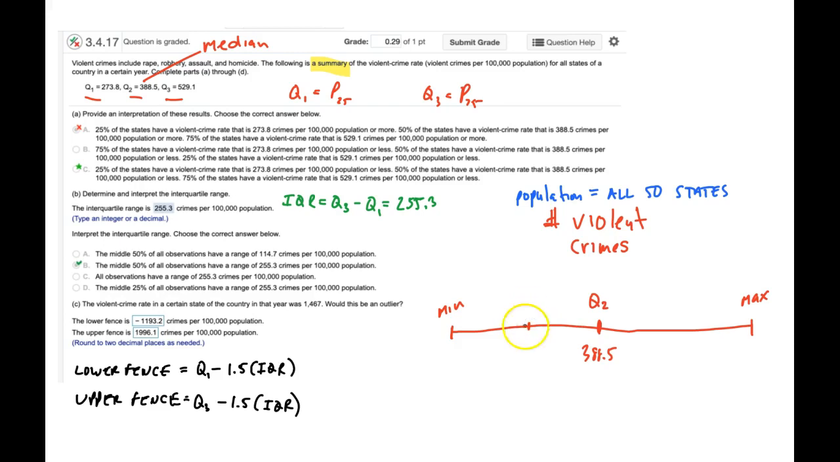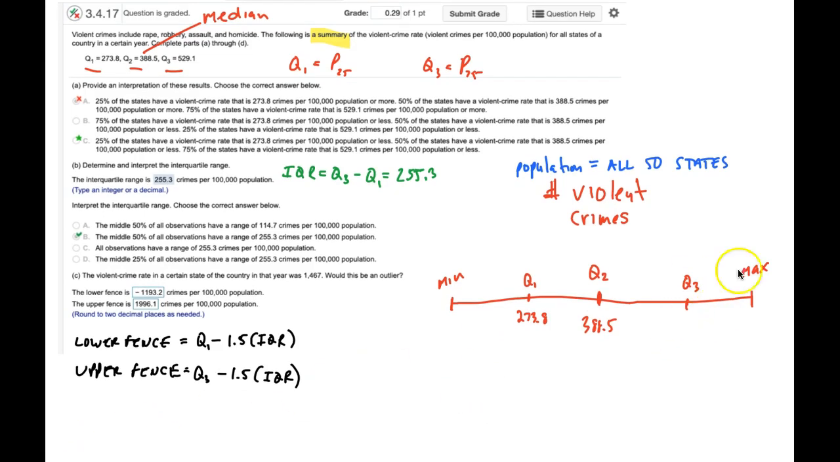I'm just going to draw it here. I don't know how symmetric it is, but there's Q1, and the answer is 273.8. So 25% of the states are going to be below this number. And then you have Q3, 529.1, which is over here. Again, it's not spread out evenly because I don't have all the numbers. I'm just showing you an approximation of where it would be located.